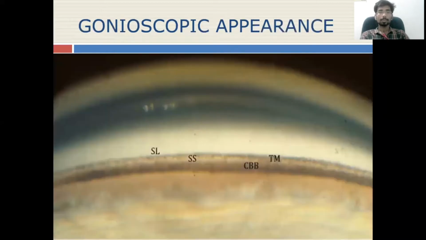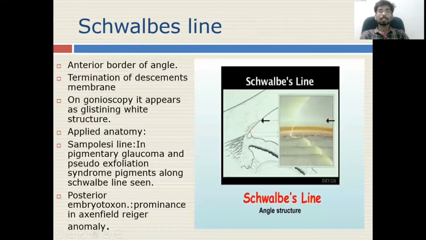So this is the gonioscopy appearance of the angle structures. Anteriormost is Schwalbe's line, below that is the trabecular meshwork, below that is the scleral spur, below that is the ciliary body band. Schwalbe's line is the anterior border of the angle. It represents the termination of Descemet's membrane. On gonioscopy, it appears as a whitish translucent structure.